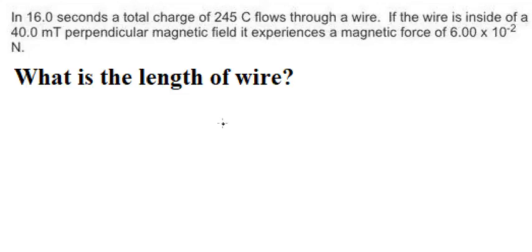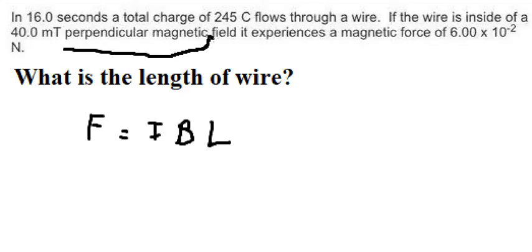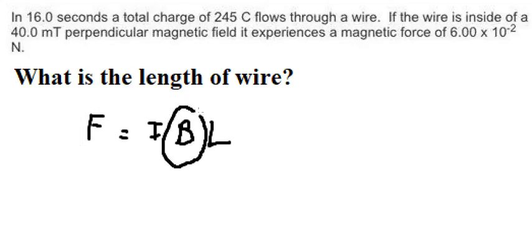So now I will show you how to answer. We have the formula in here. Because this is about perpendicular magnetic field, we just use this formula in here. This one is about the force, so we have the number in here. B, that's about this number in here. Now they want to find L, that's about the length of wire.